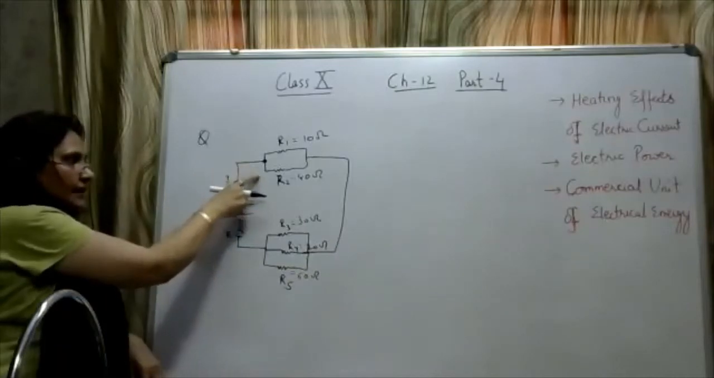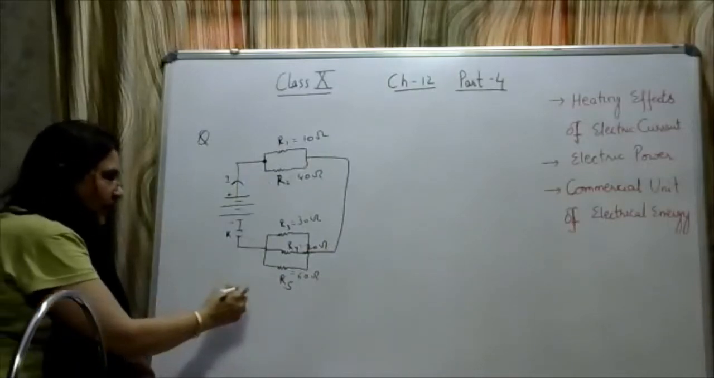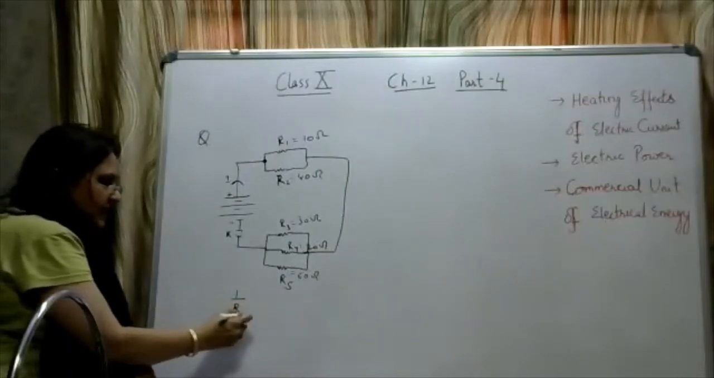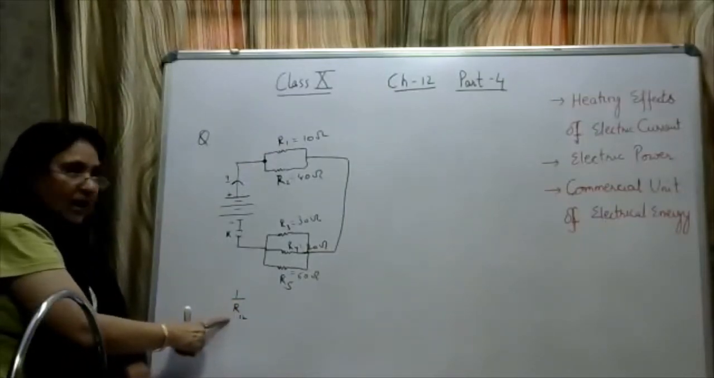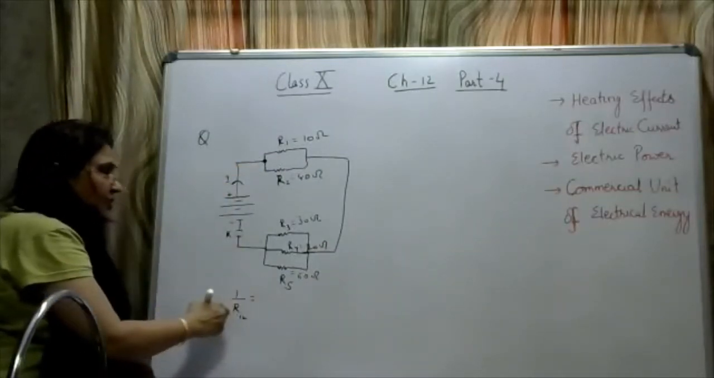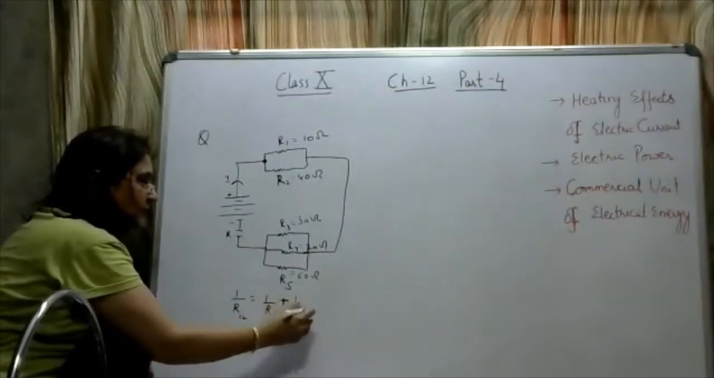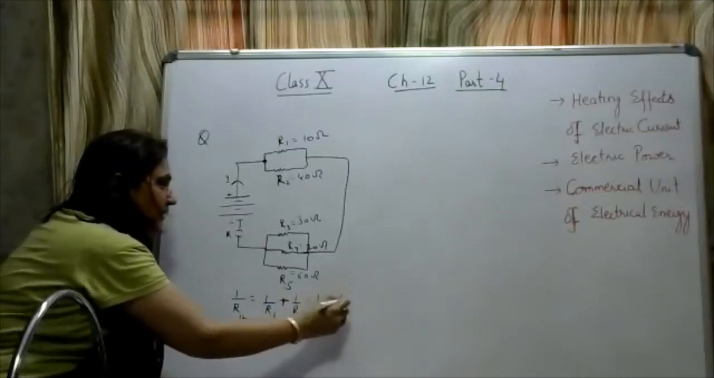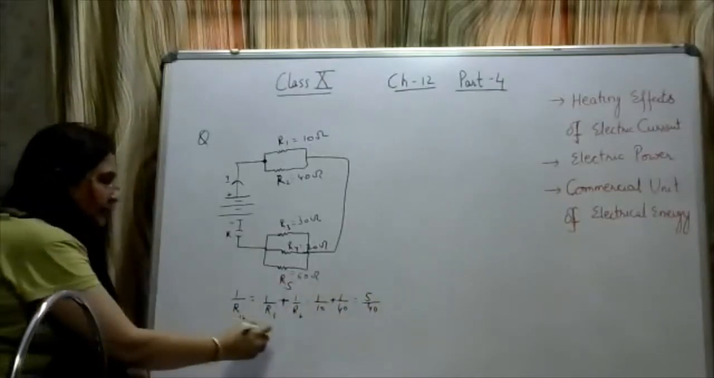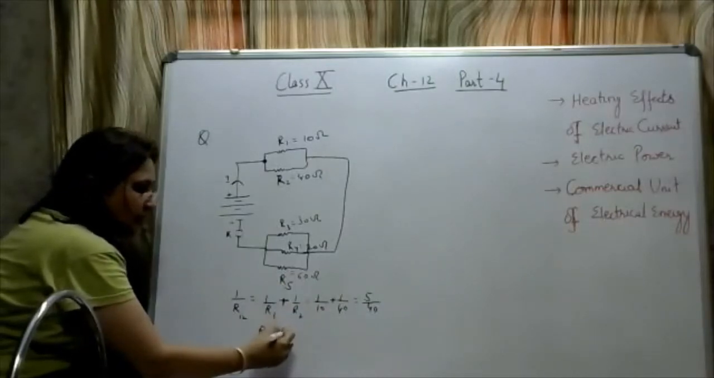Now we see that R1 and R2 are connected in parallel. So first we'll find out the equivalent of R1 and R2. Let the equivalent of R1 and R2 be R12. So 1 upon R12 is equal to 1 upon R1 plus 1 upon R2. Substituting the values, 1 upon 10 plus 1 by 40, which is equal to 5 by 40. So R12 is equal to 40 upon 5, which is equal to 8 ohms.